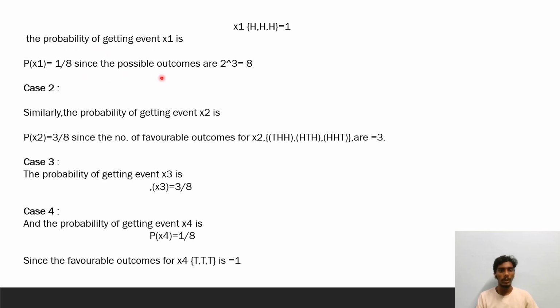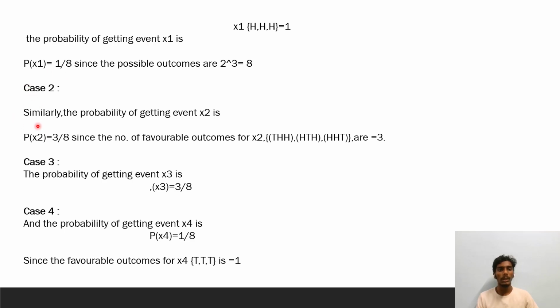Since for each coin toss there are two outputs, heads or tails, and we are tossing three coins, that equals 2 power 3, there are eight outputs for tossing three coins one time. So the probability of getting heads on all three coins is equal to 1 by 8.